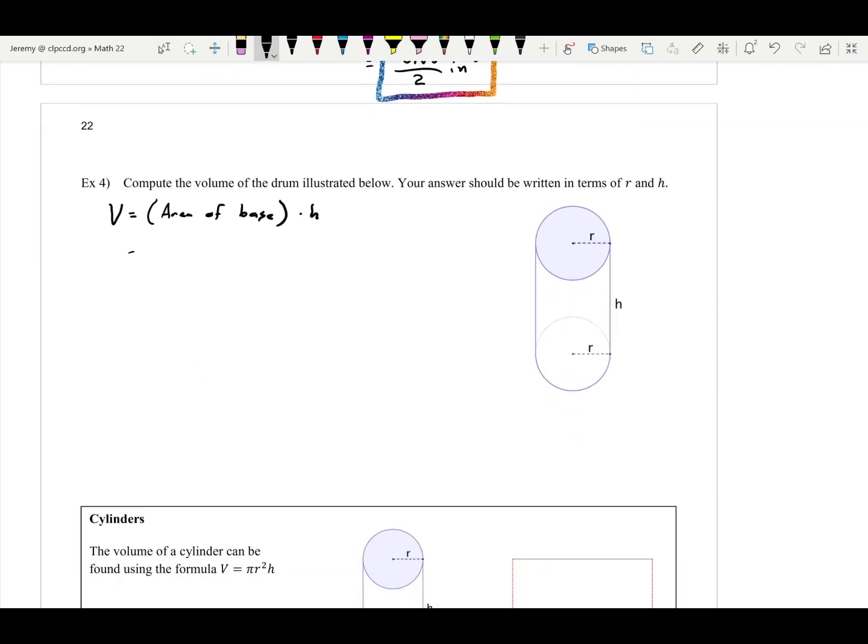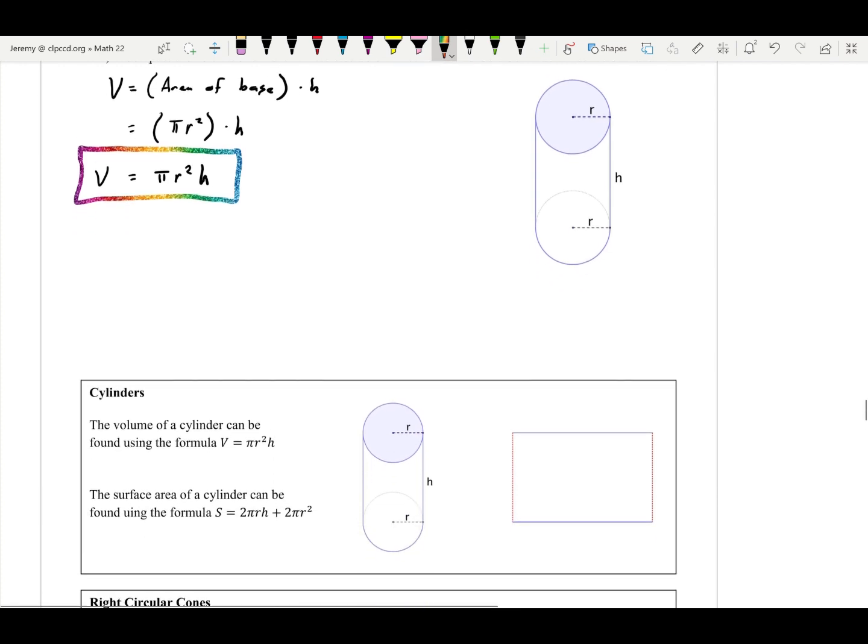Now, how do we find the area of that base? Well, it's a circular base. All we need to find the area of a circle is the radius, which is given as just r. So the area of the base will be pi r squared. That's our formula. And we multiply that by the height. So we can drop the parentheses here and just write this as, the volume is equal to pi r squared h. And I'll put a box around that. And what we just did is we just derived the formula for the volume of a cylinder.